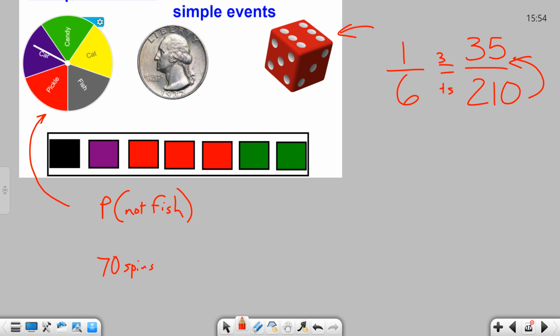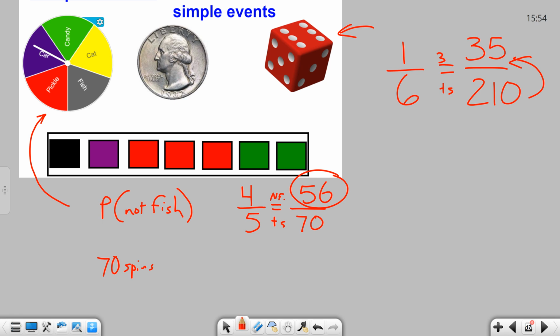All right. Well, what is the probability you don't get fish? Well, the probability you do get fish is 1 out of 5. So the probability you don't get fish is its complement, 4 out of 5. So there are 4 not fishes out of 5 total spins. And now we want to spin it 70 times. You're ready to multiply and divide. I'm predicting, once again, predicting the future. If I did this 70 times, I'd predict to not get fish about 56 times.